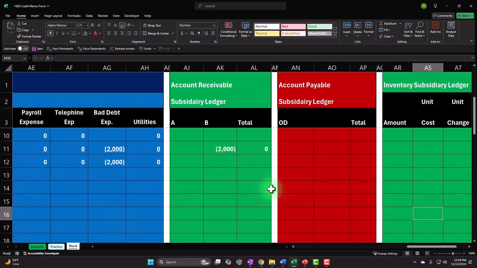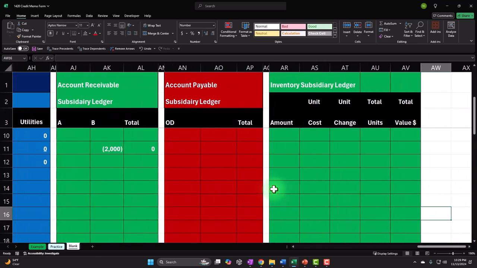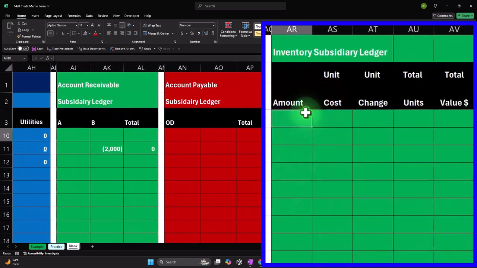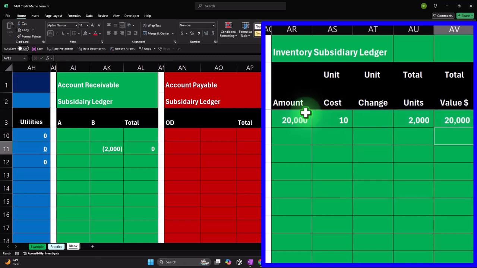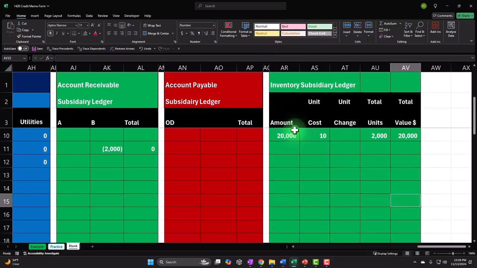And then over here, on the inventory subledger, I'm going to imagine that we started with 20,000 in inventory. Let me put this back on the books. And the unit cost was 10. And then the total units was, let's say, this over this. And then the total value is this times this. So let's do that. And then we're going to say that we're down here now.